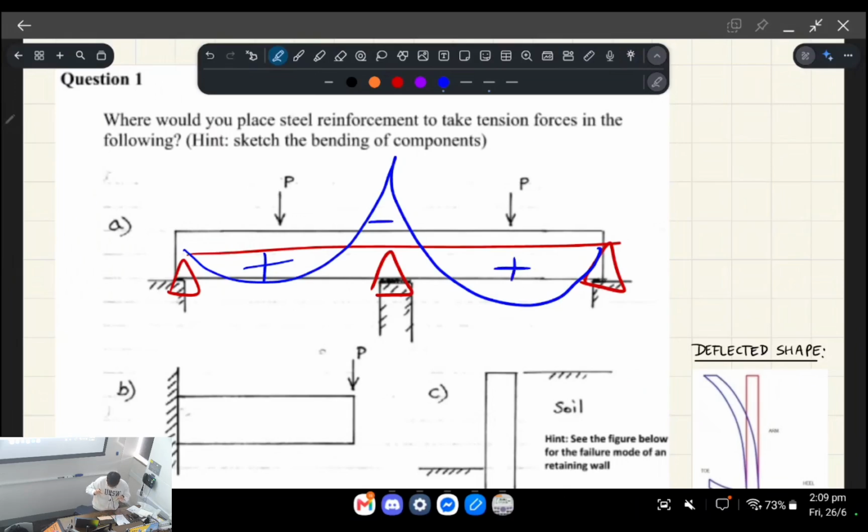Now, the magnitude of these bending moments will actually be able to inform whether your beam is in tension or compression, and by how much.